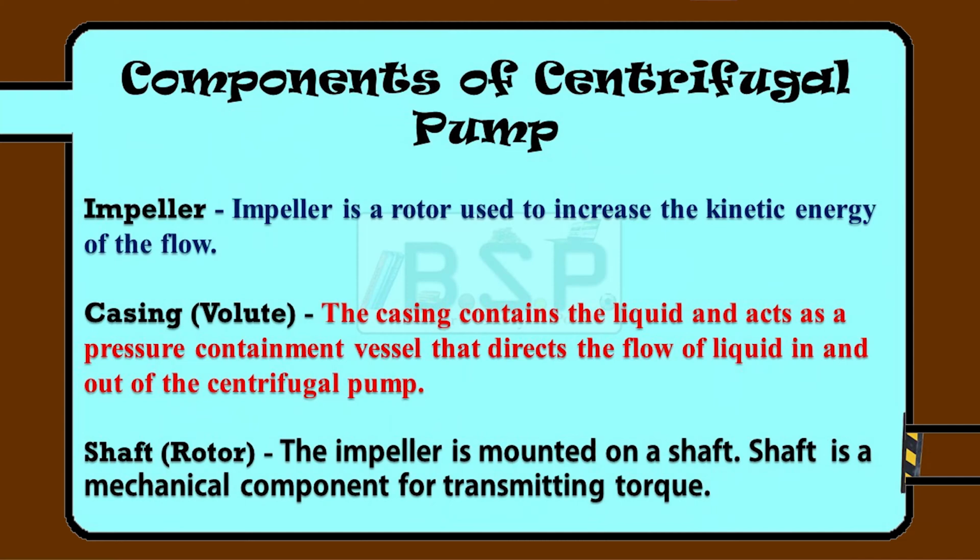The next one is shaft. The impeller is mounted on a shaft so that when the shaft rotates, the impeller also rotates with the shaft. Shaft is a mechanical component for transmitting torque. It is also called rotor.